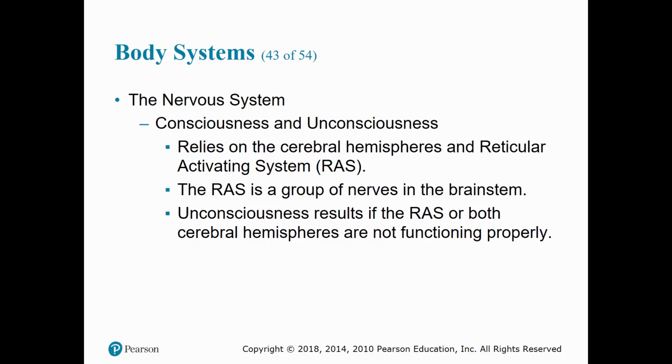Your nervous system, it also controls, as I said earlier, your consciousness and unconsciousness. This relies on your central hemispheres and the reticular activating system, or RAS. In order for you to be awake, your RAS and central hemispheres have to be coordinating together. When one of these hemispheres are not functioning properly, or your RAS is not functioning properly, that is when you result in unconsciousness.